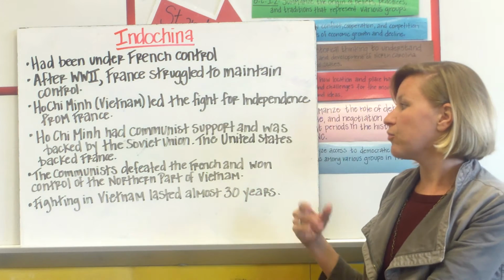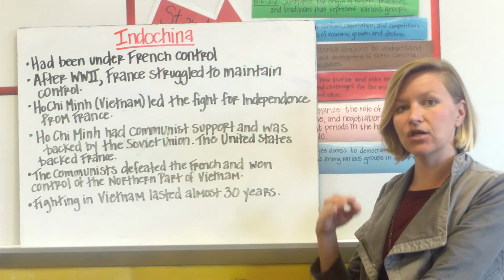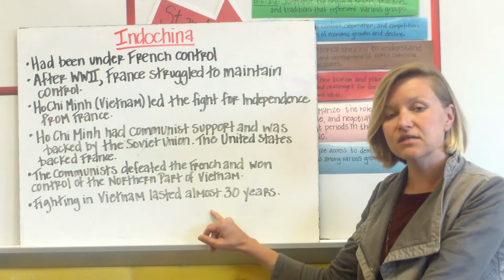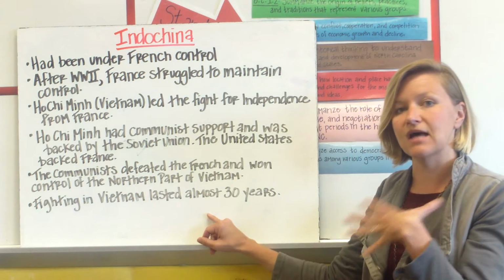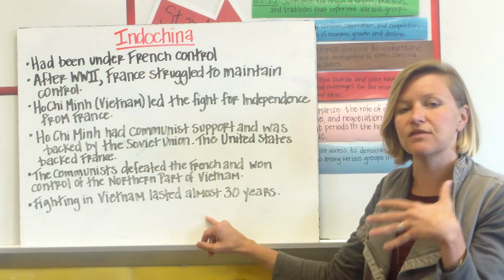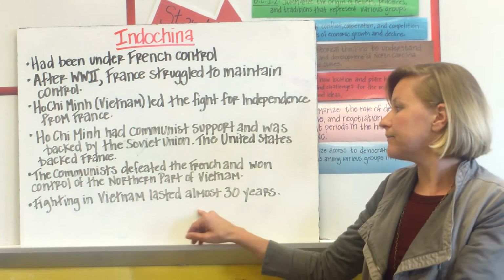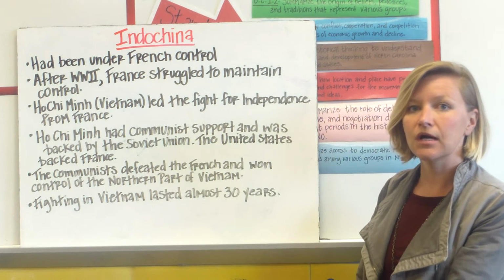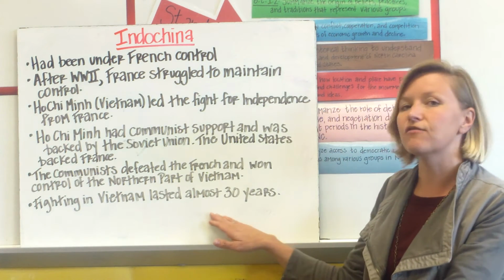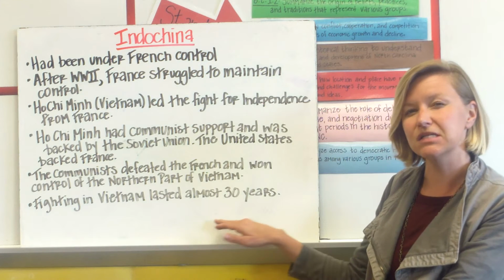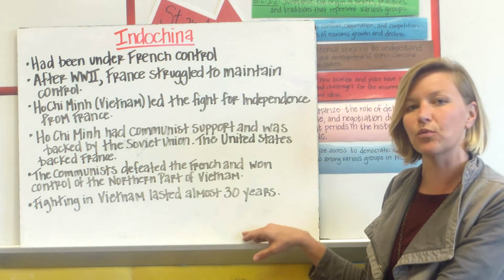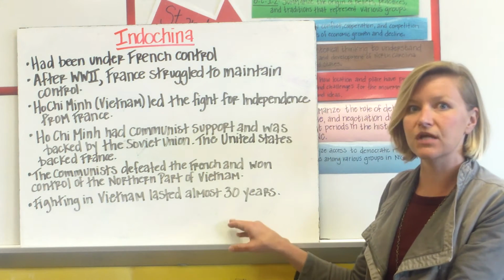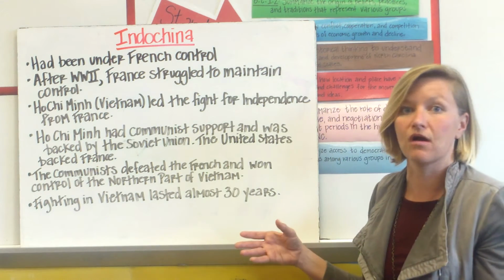The communists ended up winning, and they actually gained control of the northern part of Vietnam. The United States, of course, gets very heavily involved with this as a part of that Truman Doctrine, that doctrine of containment. So fighting in Vietnam lasted for almost 30 years. So we see the United States involvement becoming greater towards the end of this battle in Vietnam, which is when we're going to talk about it, since we're focusing on U.S. history. But it's important to understand that this is something that had been going on for 30 years.